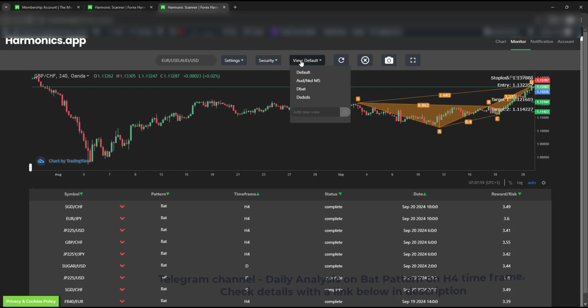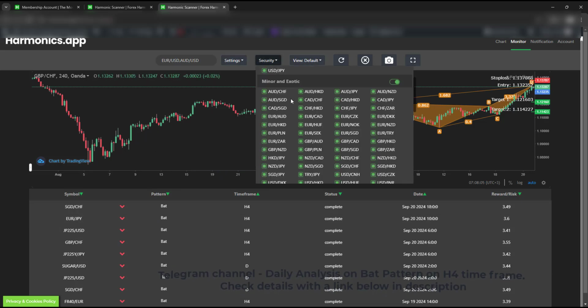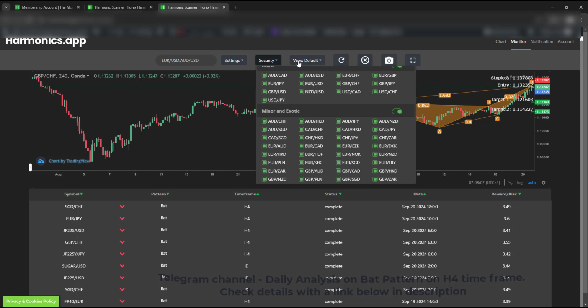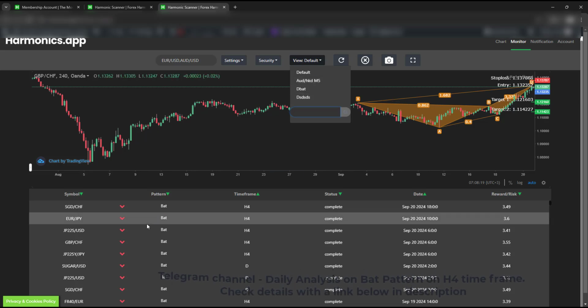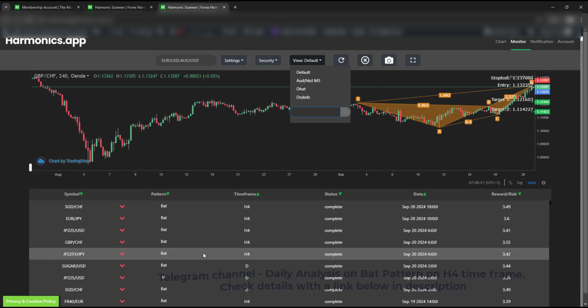Then you can also save your default view. For example, if you would like only to have EURUSD, you select here inside the security only the EURUSD, then save this view as EURUSD, and later on, if you would like to have only EURUSD, you can simply click among these that you have saved, and only EURUSD will be populated below in the table.